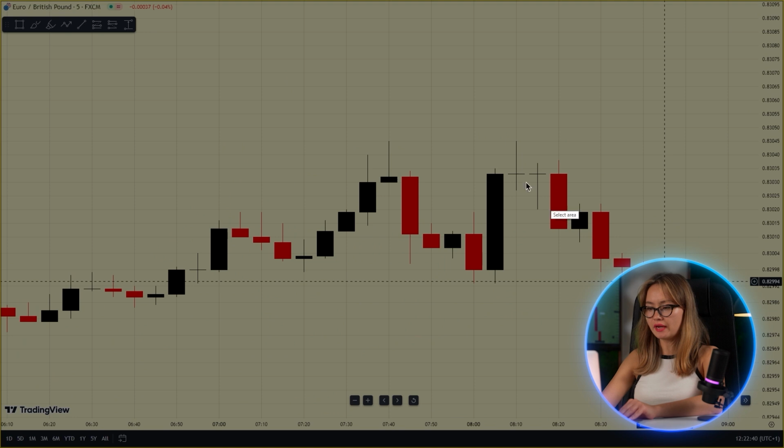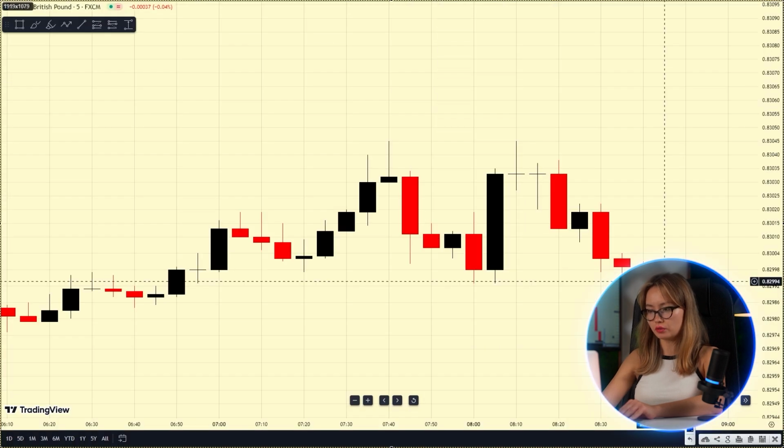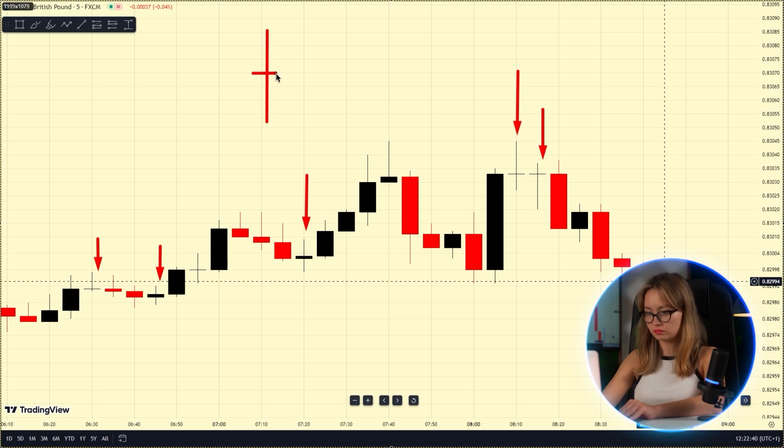The next pattern I'll tell you about is the doji. Here's a doji candle, and here's another one, and another. What makes this pattern special? Its tiny body, so small that the candle looks like a cross. This pattern also hints at a trend reversal.